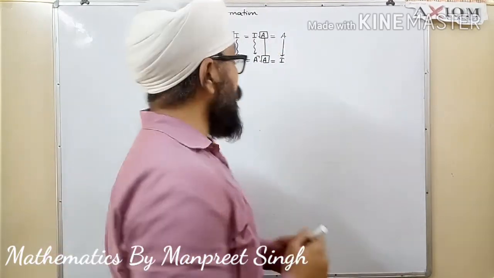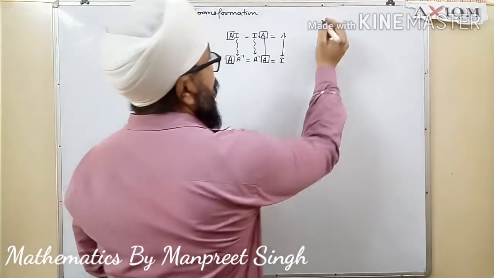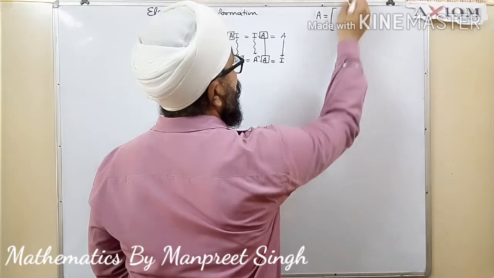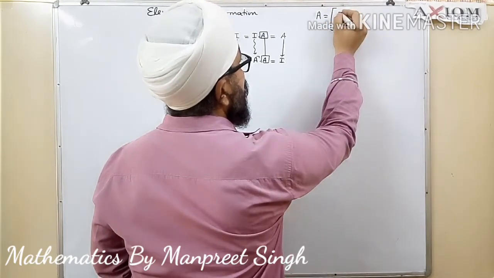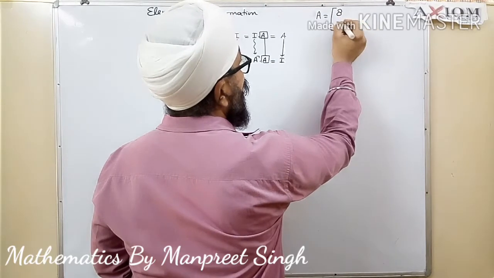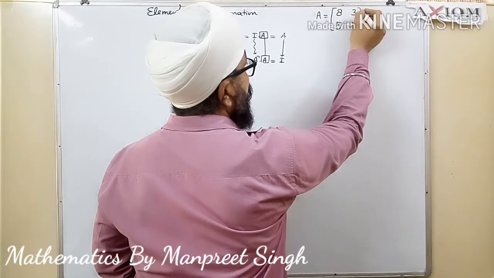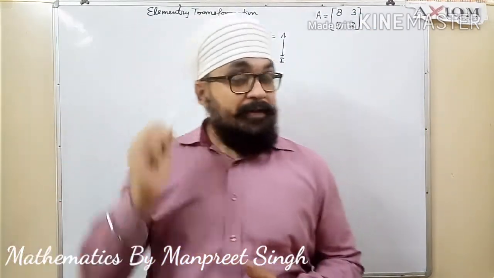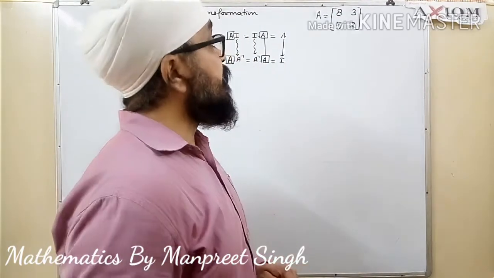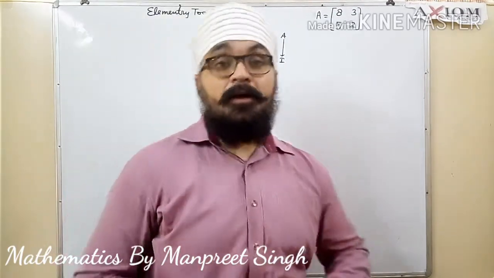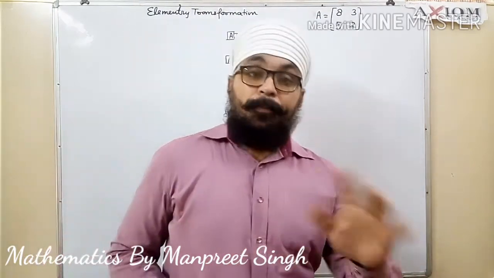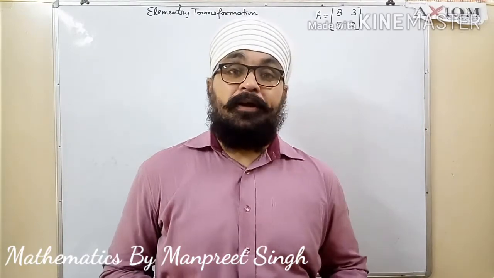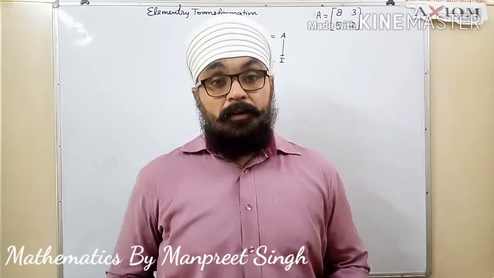I am taking one example. Let matrix A be 8, 5, 3, 2. I'll give you the reason why I have taken this specifically: here the determinant we get is 16 minus 15, which is 1. So we will not get a problem, that is, in the first example we will not get fractions. You will get this idea once you go through this topic thoroughly.